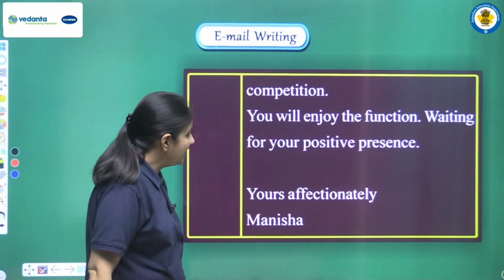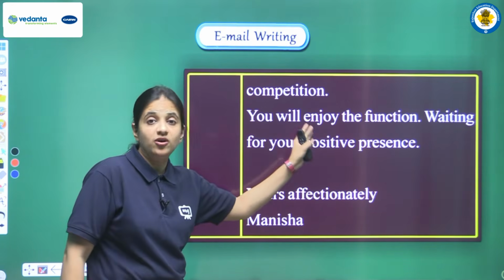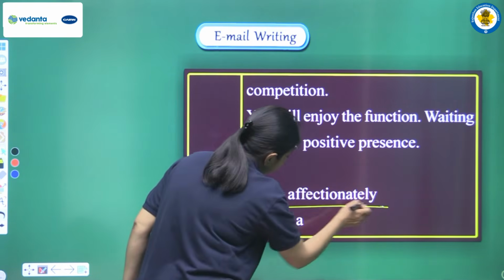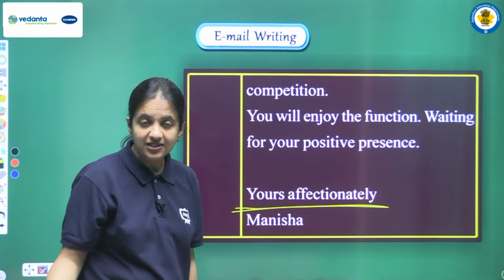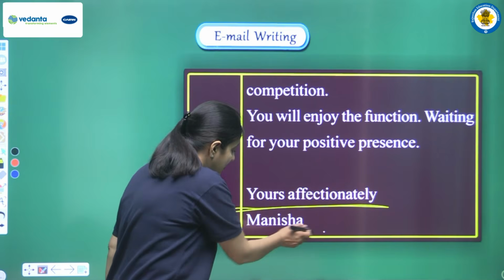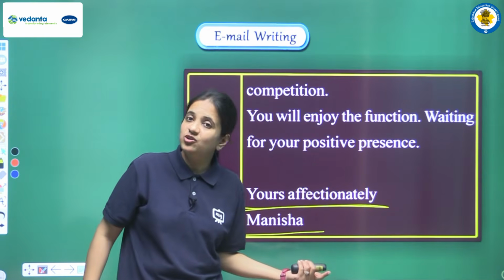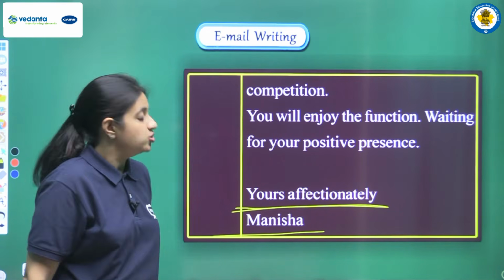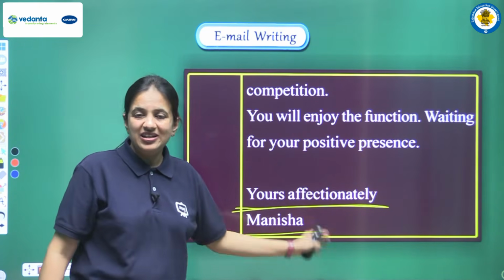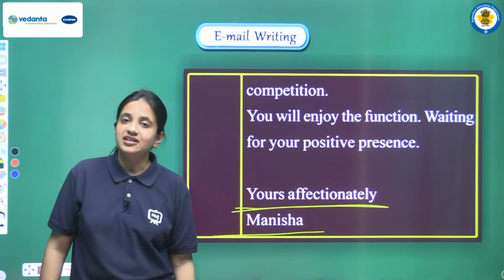And finally we are writing that waiting for your positive presence, and now finally yours affectionately. So we are writing to our cousin, so we can write yours affectionately, and finally our name, that we can write any name because no name was given in the question, so we are choosing here Manisha. Okay, so in this manner we can write a perfect email.